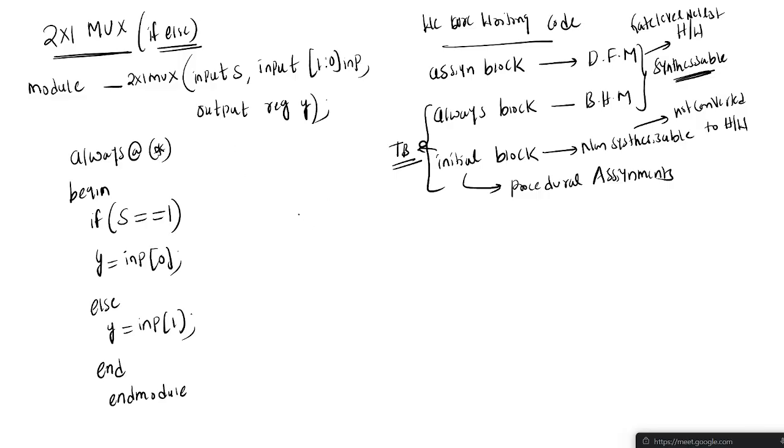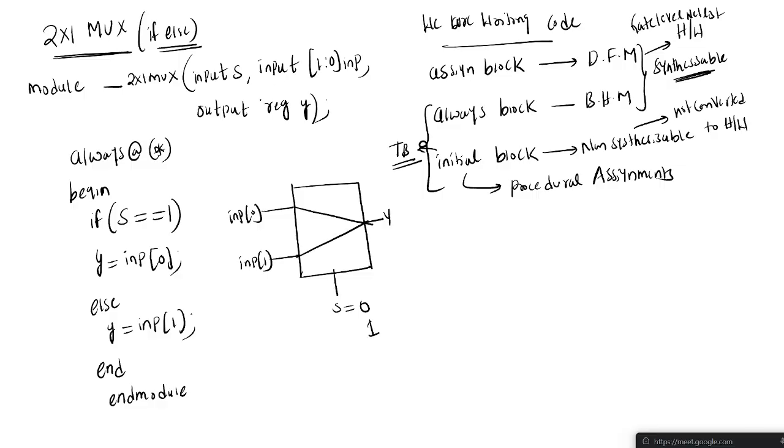The 2 cross 1 mux we already discussed in digital. You have two inputs, INP0 and INP1, one selection line and one output. When the selection line is 0, INP0 is connected to the output. When the selection line is 1, INP1 is connected to the output. At a time, only one of the inputs is connected to the output. This is the 2 cross 1 mux. Is it fine? Shall I move forward?